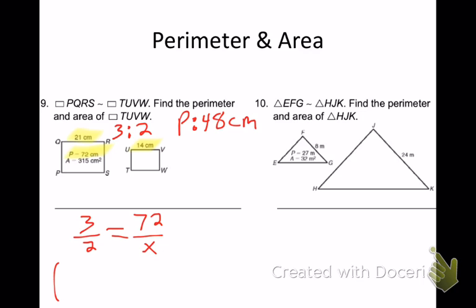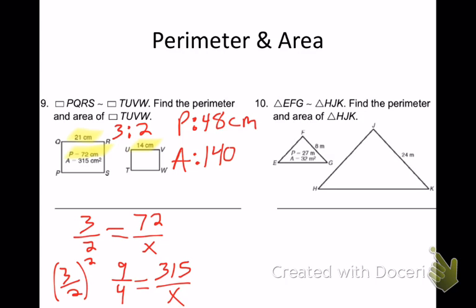And now I want to do the area. So now instead of using 3 over 2, I'm going to use 3 over 2 squared. What's 3 over 2 squared? So I'm going to say 9/4 equals 315 over x. Now I use cross products and solve, and I get the area comes out to be 140 centimeters squared.